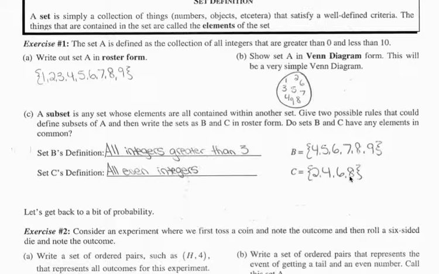So there is one question: do sets B and C have any elements in common? Well, they do. They both have 4, 6, and 8 contained in them. But they also have items that are unique to the subsets.